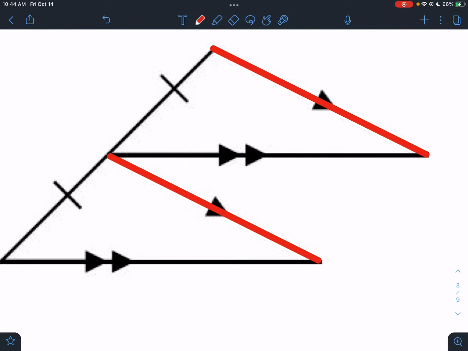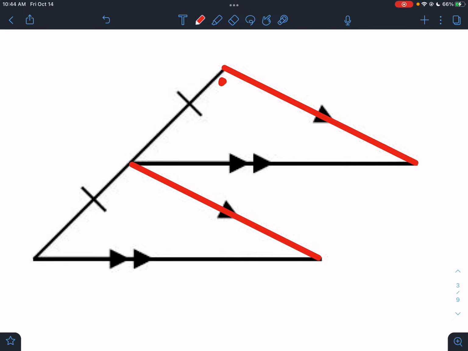But we also have this one touching that red one, this one touching that red one. If I draw that transversal, do you see the letter F, the red letter F? That tells me that the inside corners are going to be equal to each other. Those are corresponding angles. They are equal. So that's based off the red lines.